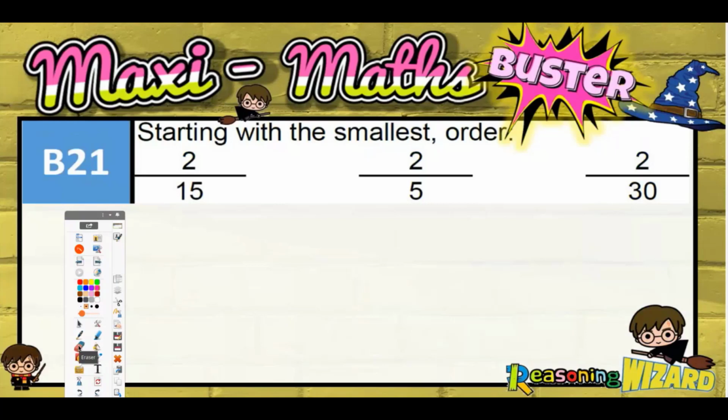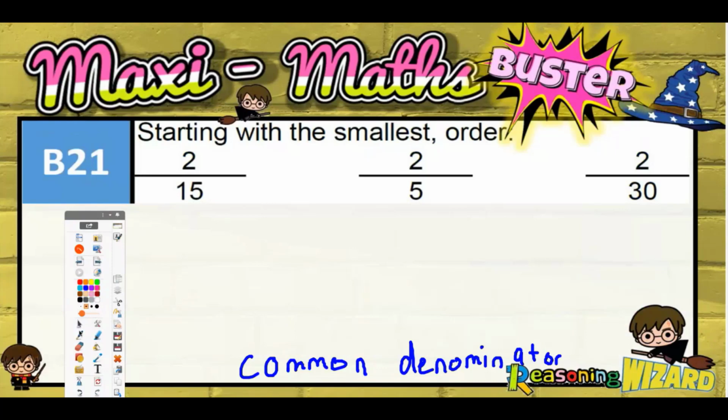Question 21, starting with the smallest, put these in order. Now, whenever you've got fractions with different denominators, the first thing we need to do is make them all have what's called a common denominator. Make them all out of the same thing. Make them all have the same bottom number.